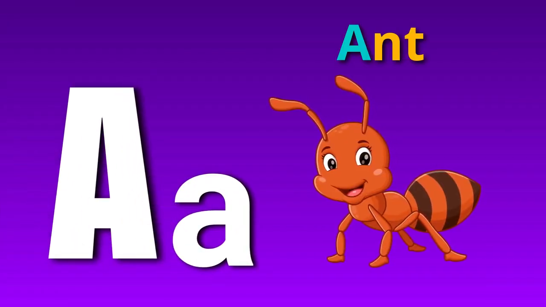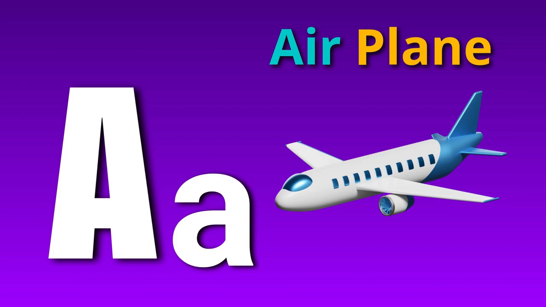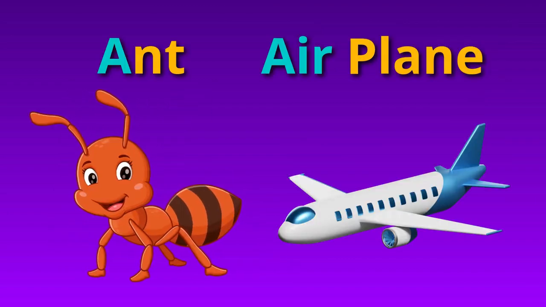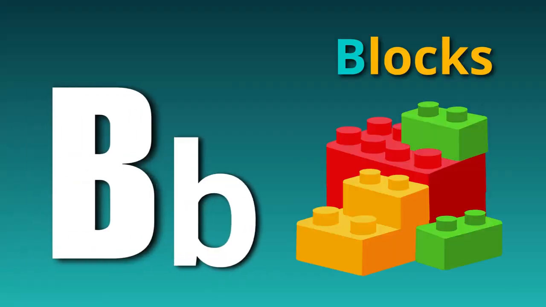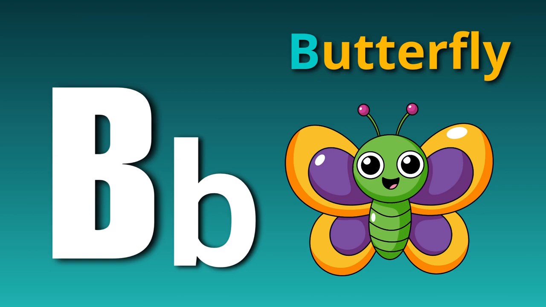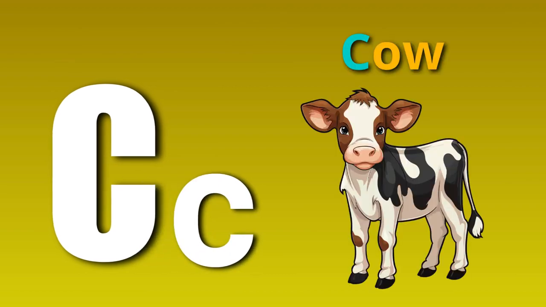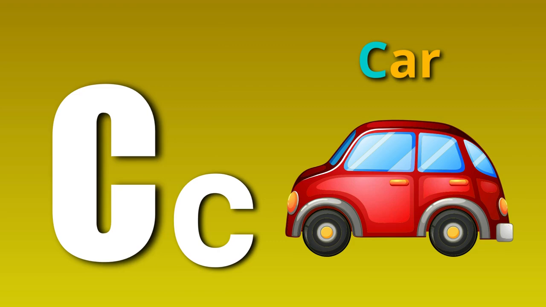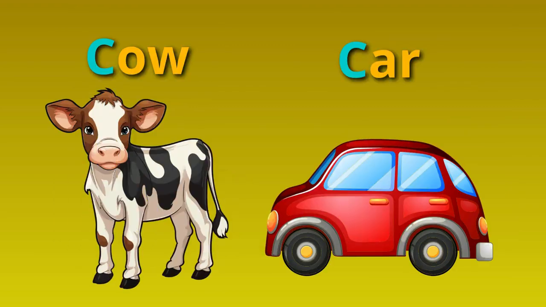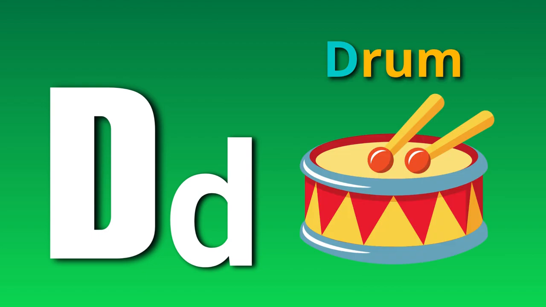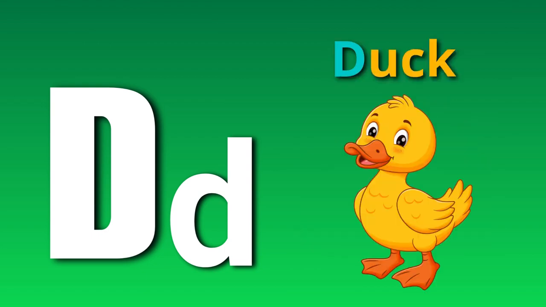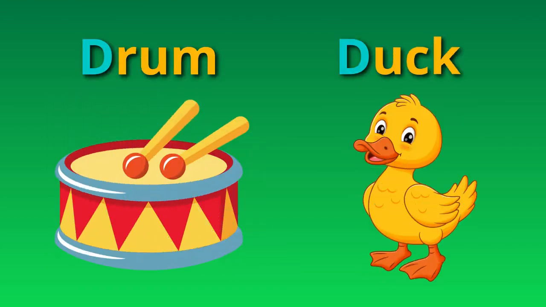A for ant. A for airplane. A. B for block. B for butterfly. B. C for cow. C for car. C. D for drum. D for duck. D.